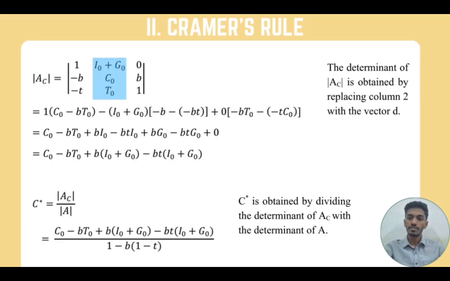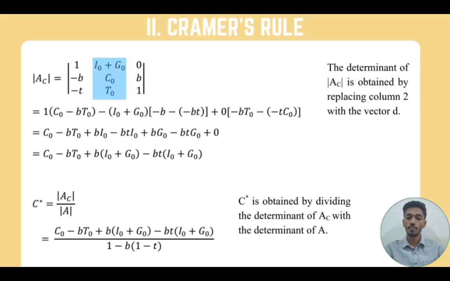Now the determinant for A_C is computed in the same way, but instead of using the first column, we replace the second column with the vector D. And now this on the left hand side shows the proper matrix with the substituted value of the vector D. When we substitute the value inside that and calculate the determinant, we obtain the value of A_C's determinant as C naught plus B T naught plus B times I naught plus G naught minus BT times I naught plus G naught.